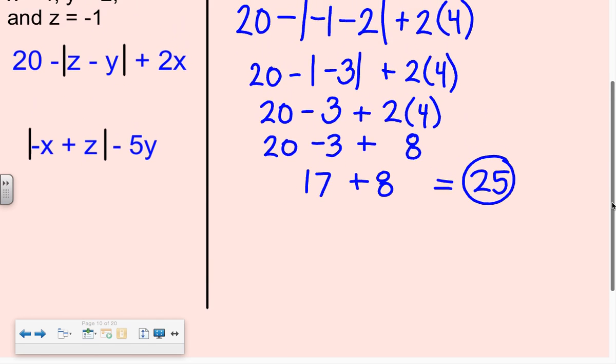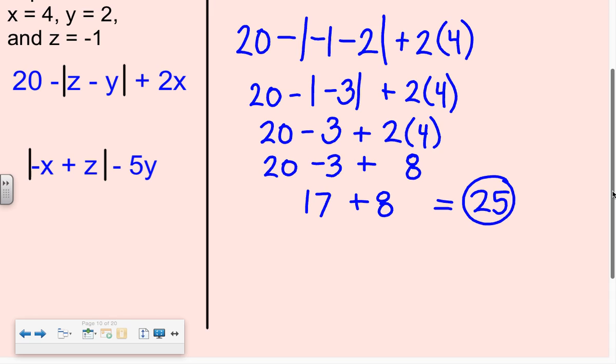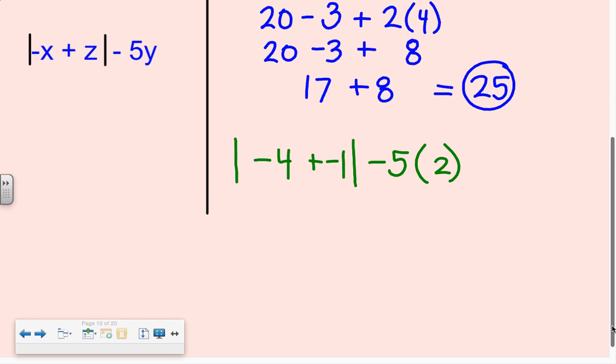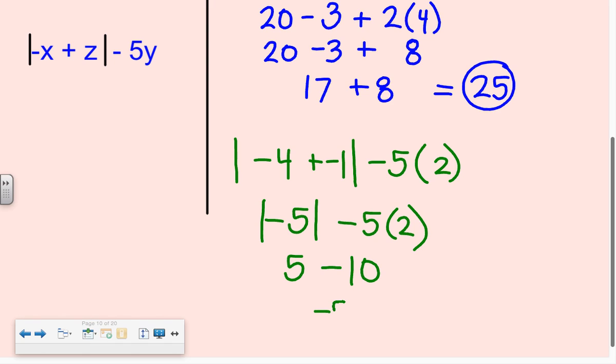All right. So then I've got a -x, so -4 plus z minus 5 times y. So -4 and -1 make -5. Absolute value of -5 is 5, and then -5 times 2 is -10. 5 minus 10 is -5.